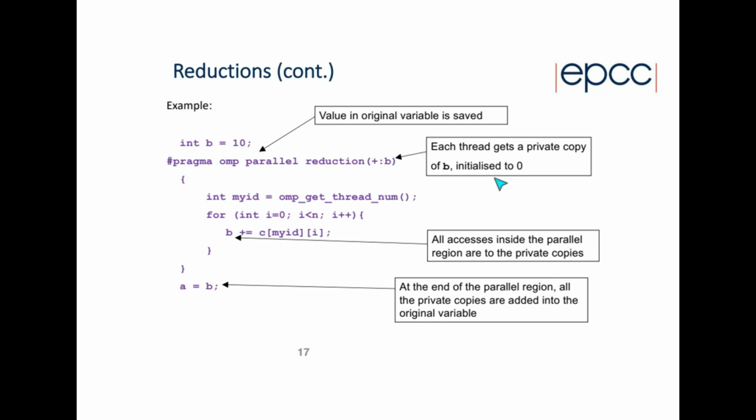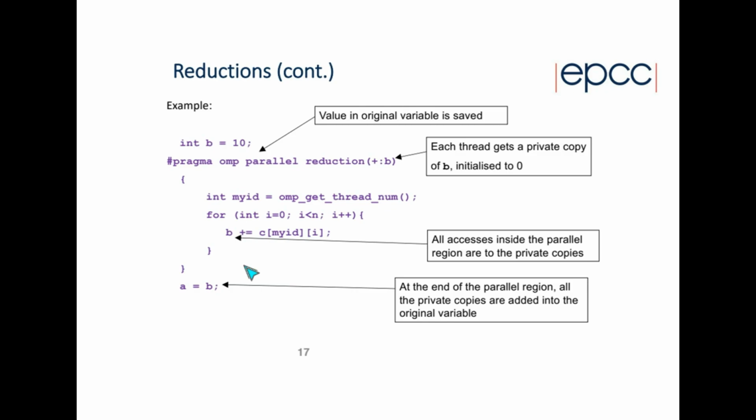Minus huge, if you like, and so on. So the initialization depends on the operator that we specify. All the accesses inside the parallel region refer to the private copies, and we can modify them in any way we like. There aren't any restrictions. Just because we said addition here, we can do anything we like to those private copies. We can add stuff, subtract stuff, modify it in any way we see fit.